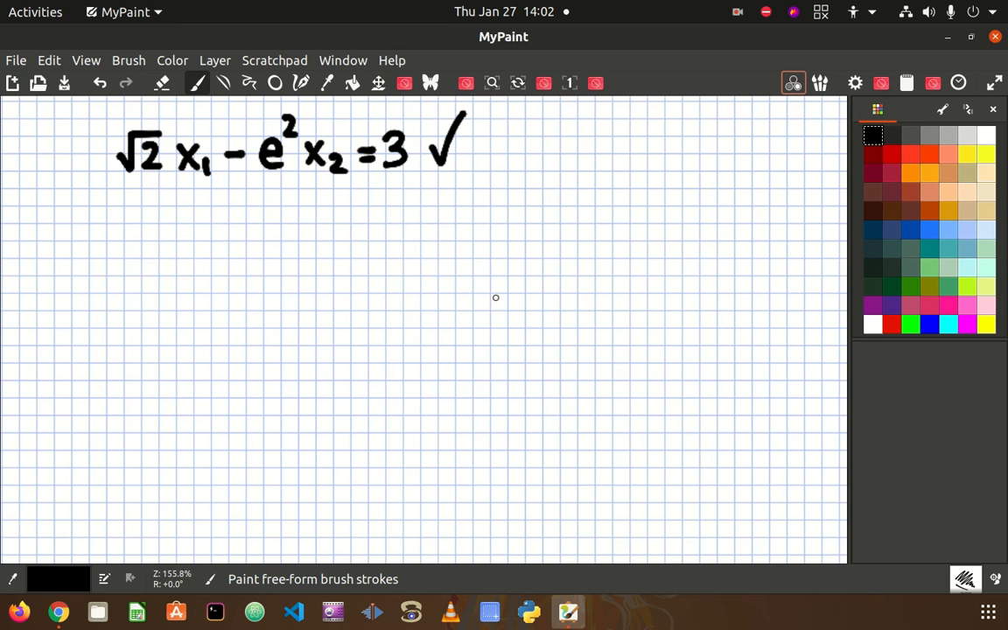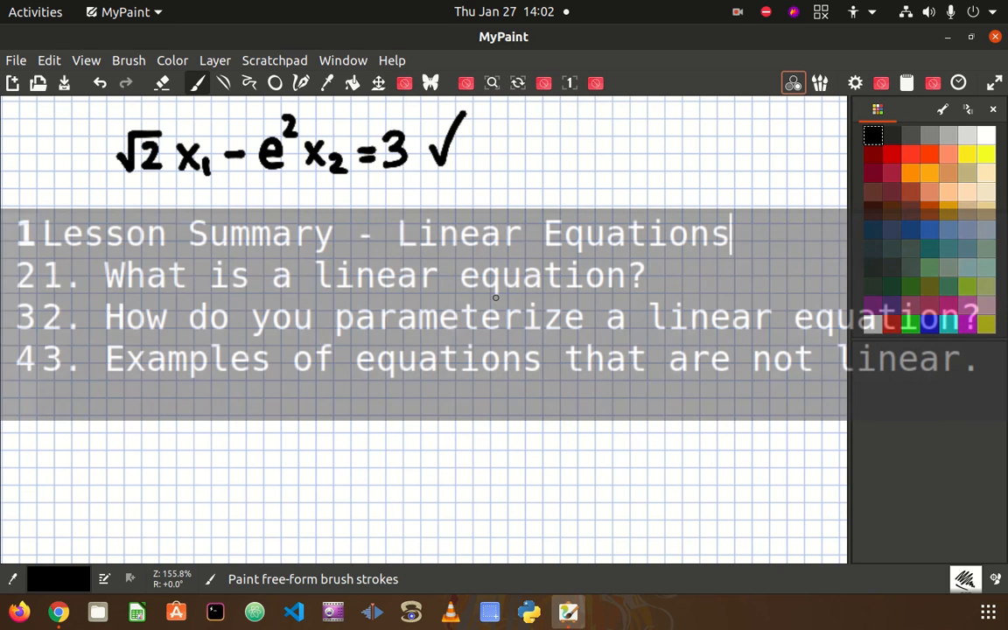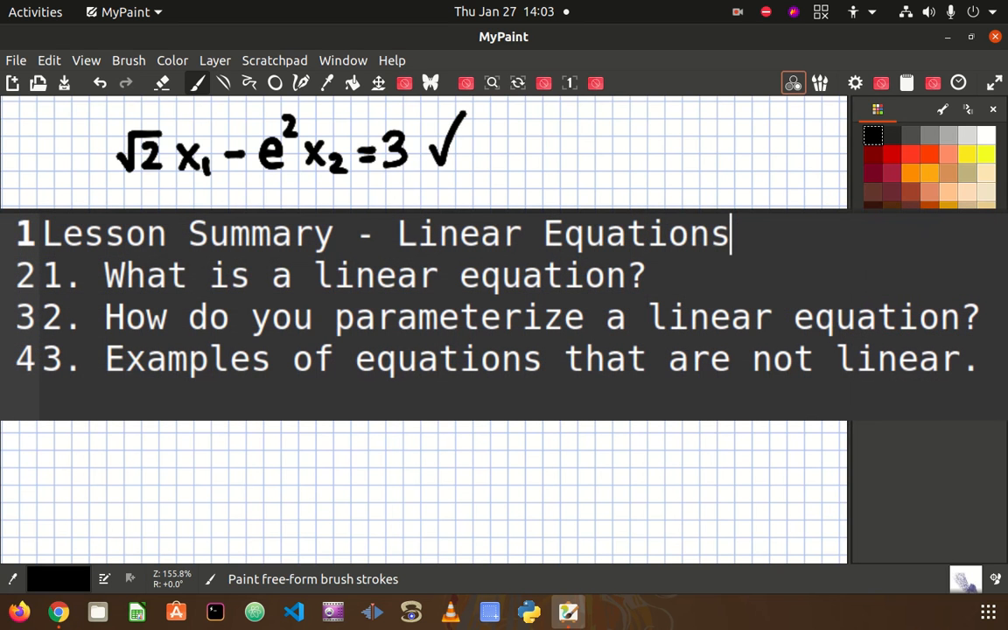So okay, hopefully in this lesson I've given you some idea of what a linear equation is. I've hopefully helped you to understand how to parameterize a linear equation to find its solutions, whether it's an ordered pair or an ordered triple or even more than that. And also hopefully I've given you some idea of examples that are not linear equations. So that's it for this particular lesson.